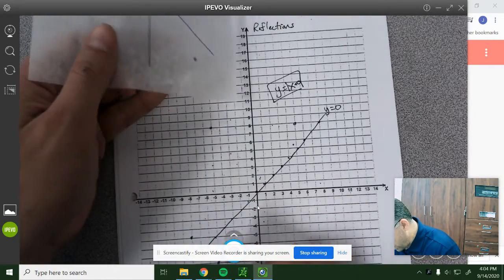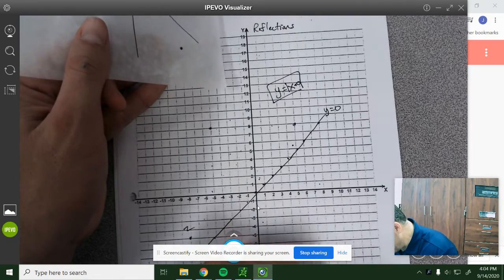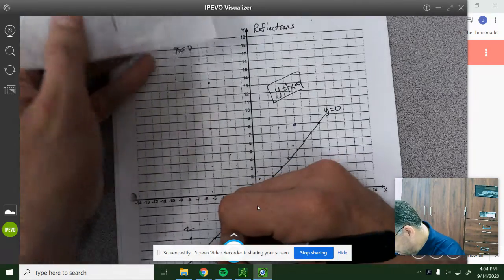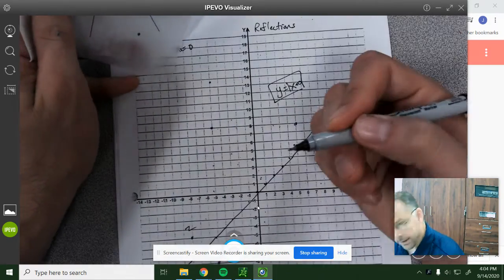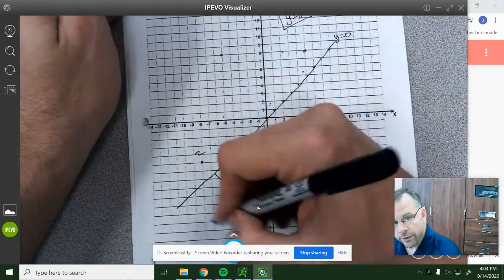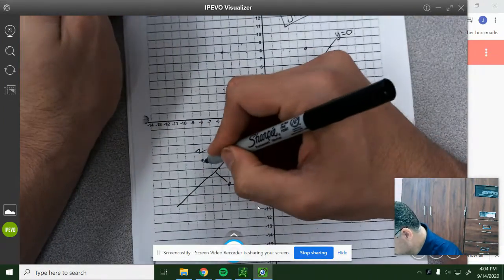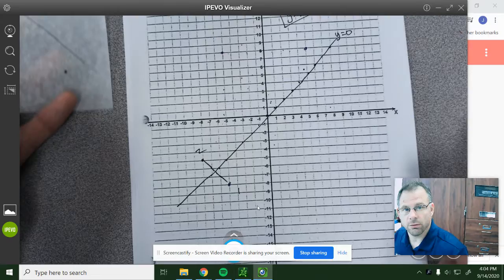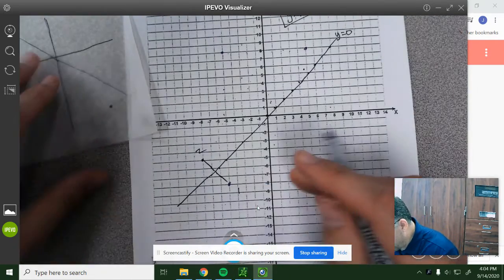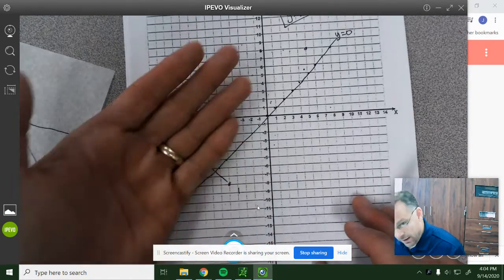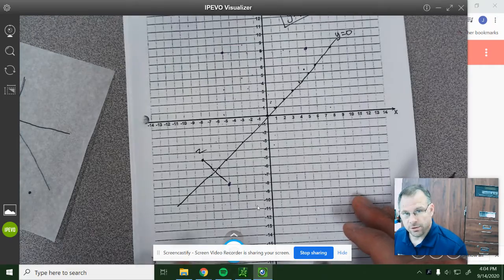So if this is 1, this is 2. Now what you'll notice here is that this is like 1.5 steps away over here. That's 1.5. Then this is going to be 1.5 also, right? If this is 1, I'm flipping it over this line to make 2.